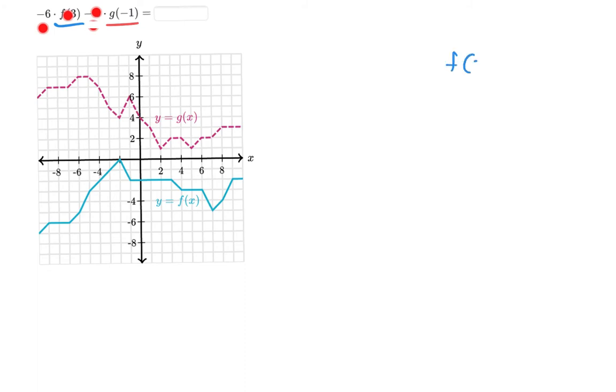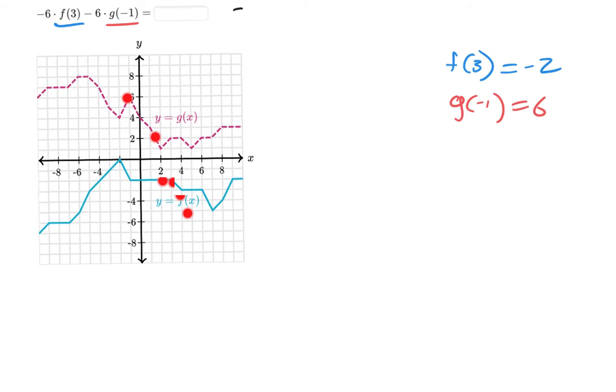So what is f of 3? Well, when x is 3, the height of f, the blue function, see how it says the blue one is f, is -2. So f of 3 is -2. Then what is g of -1? For this one, g is the red function. So we go to when x is -1 and we see that the height is 6. So then we're going to plug these into this equation over here.